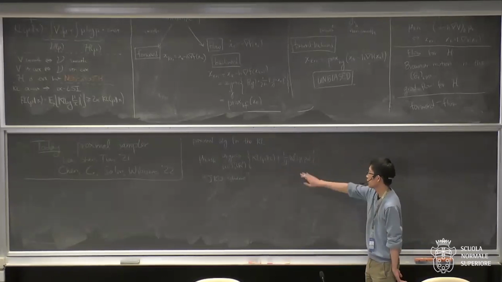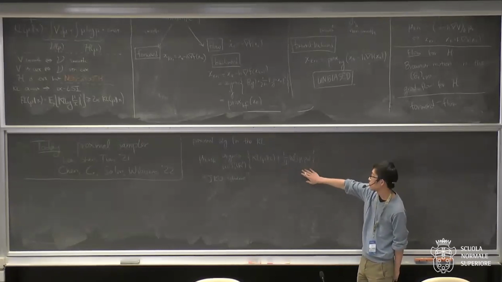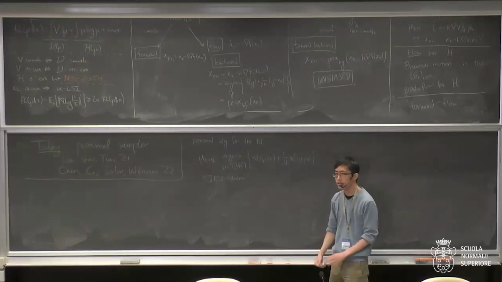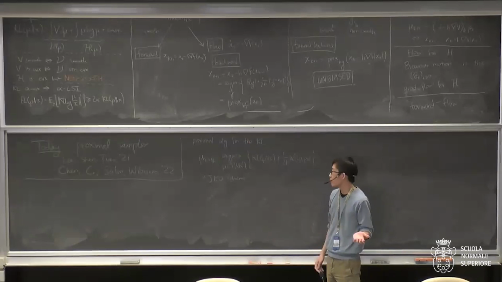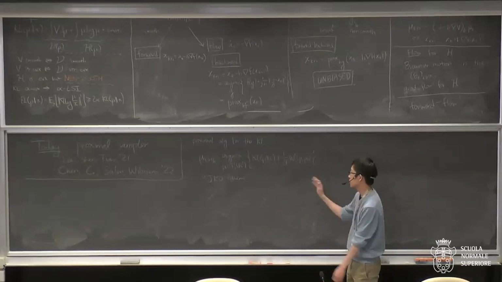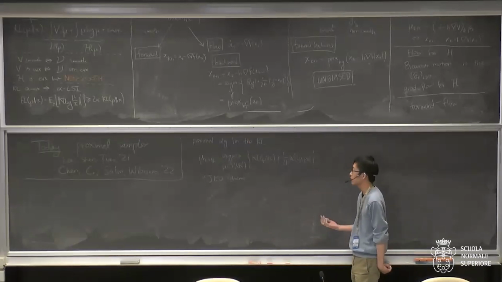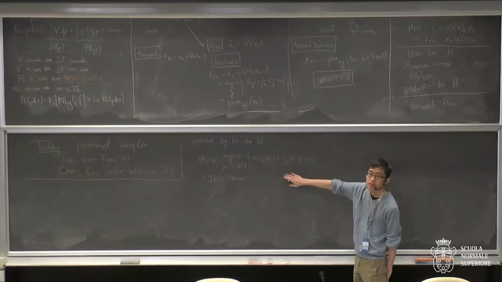Okay, but what is the problem with this iteration scheme? The problem is that it requires solving a minimization problem over all probability measures. How do you even parameterize the class of all probability measures? It's an infinite dimensional space. It's basically impossible to actually implement this.